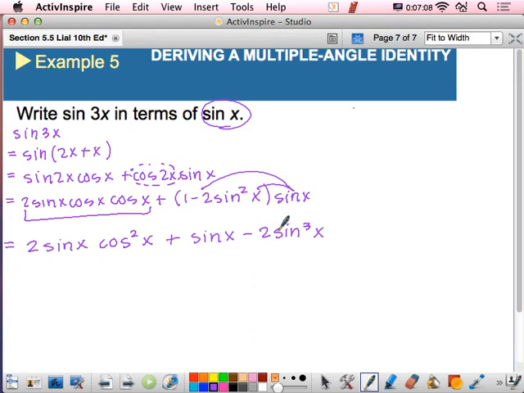I need to figure out a way to get rid of this cosine. Can you use the Pythagorean identity? That's a wonderful idea. We could use the Pythagorean identity to replace the cosine squared with 1 minus sine squared. So we'll go back and use the Pythagorean identity and change the cosine squared to 1 minus sine squared.